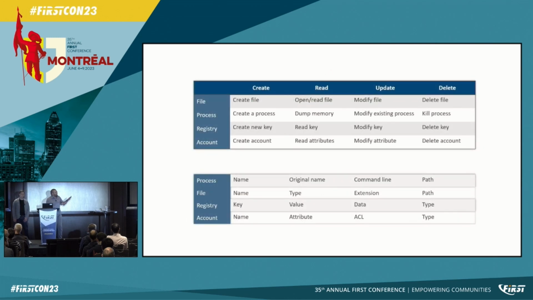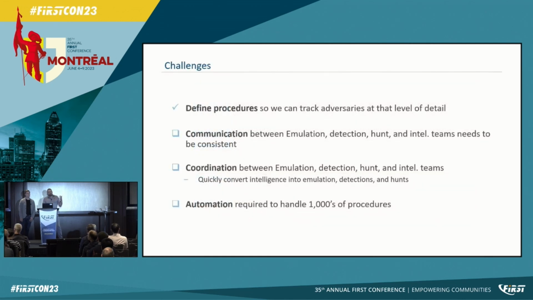This slide is just a quick example of when you start taking those things and multiplying them out. If we have 4 verbs and 4 objects, we can start to see how many different things we can describe. So we might say, hey, we want to dump memory from a process, right? Okay, we're going to read process, right? And we can describe that process with the attributes that go along with it. So we've got a language now to use.